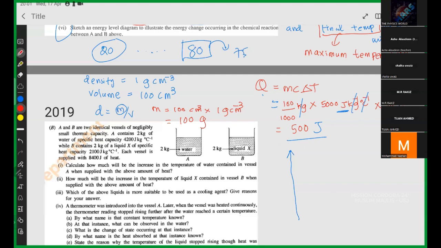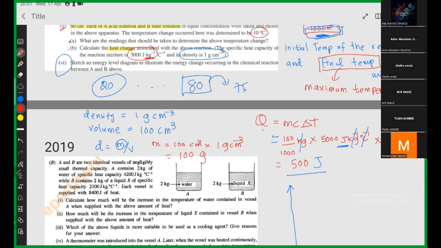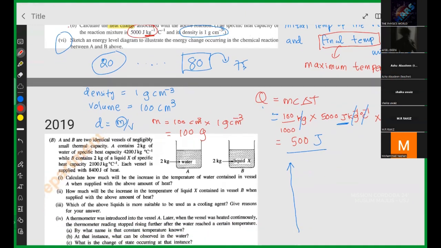For the fourth one, it's coming 500 or 5,000? 1,000, right? Is it 5,000? I'm sorry.